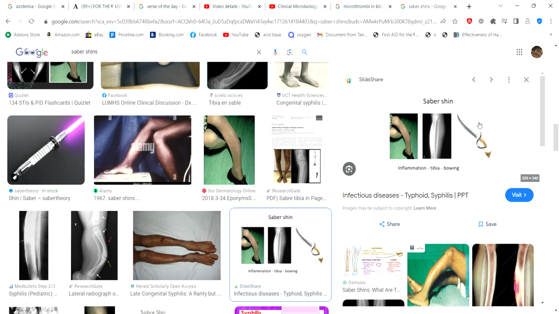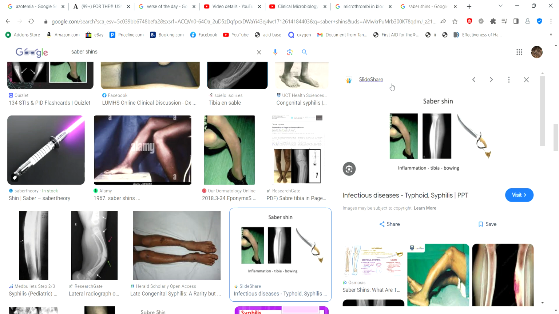Maybe you flip the picture the other way. You can understand that more. The tibia is bent anteriorly. The tibia is bent anteriorly in congenital syphilis.